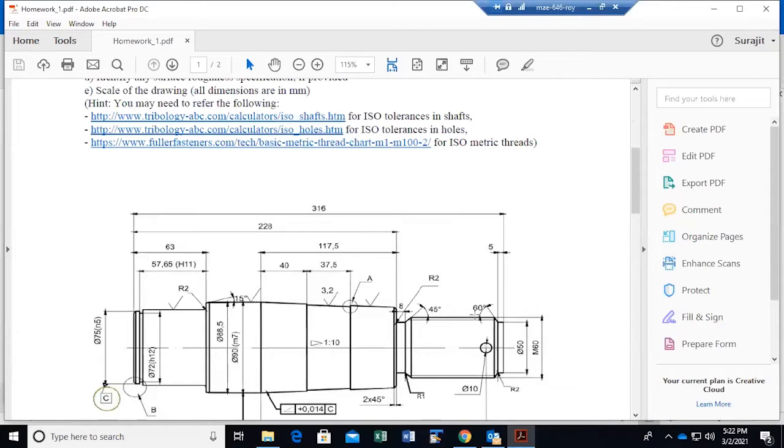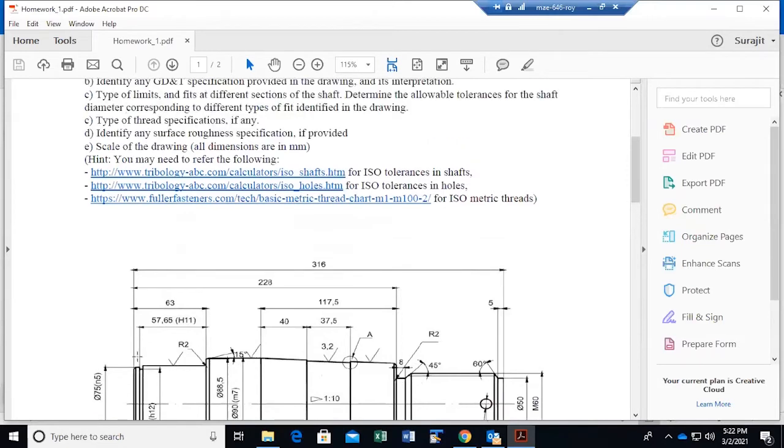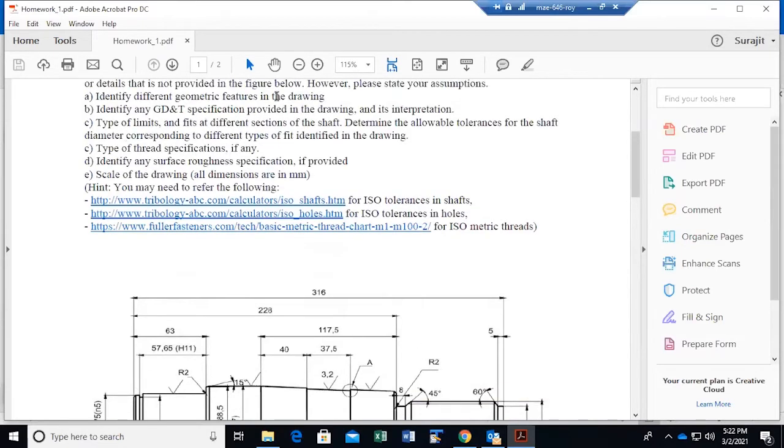So you have a shaft diameter of a certain radius or diameter. You have a tapering in there. You have an undercut here. You have a chamfer. Whatever features you can identify from looking at this drawing, you need to identify that. And you need to identify any GD&T specification.